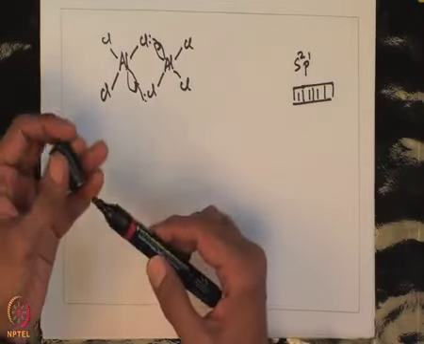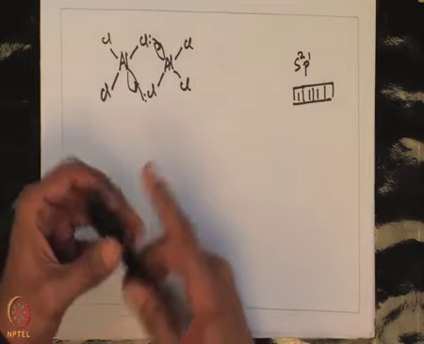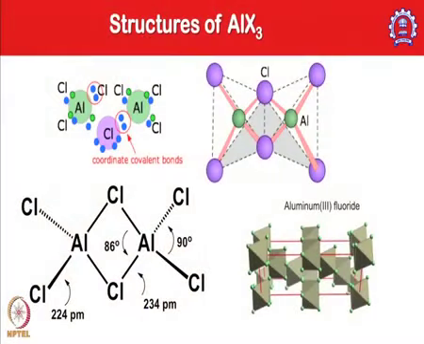As a result, aluminum trichloride will exist as a dimer having the Al2Cl6 formula, and you can see that structure given here, where the inner angles are about 86 degrees and the outer angle is 90 degrees. Aluminum is in a typical tetrahedral arrangement, and because of the dative bond you can see that the AlCl bond is a little longer, 234 picometer, whereas the terminal bonds are shorter because they are covalent. The distance is 224 picometer.